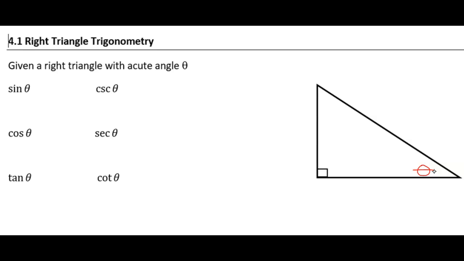Okay, if you don't have a piece of paper in front of you, please pause this video and get out a piece of paper or notebook so that you can write this stuff down. That way you have it to refer to when you're doing your practice.